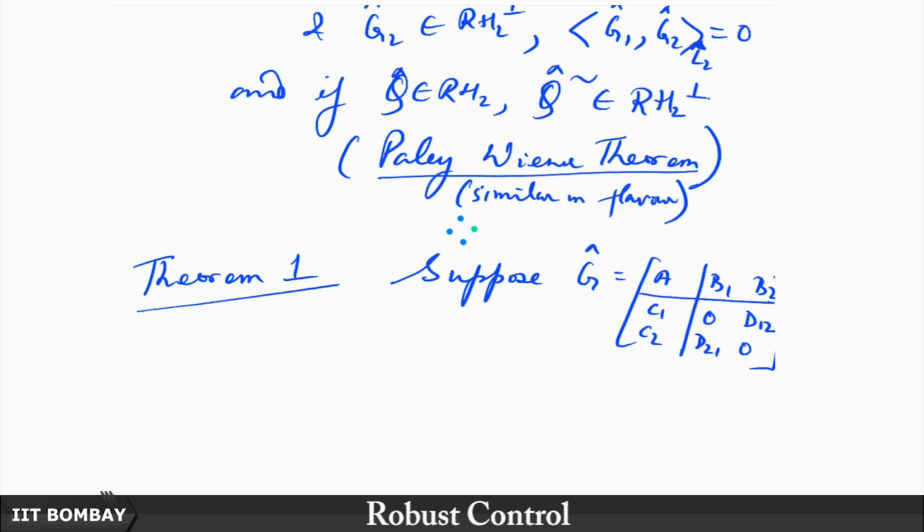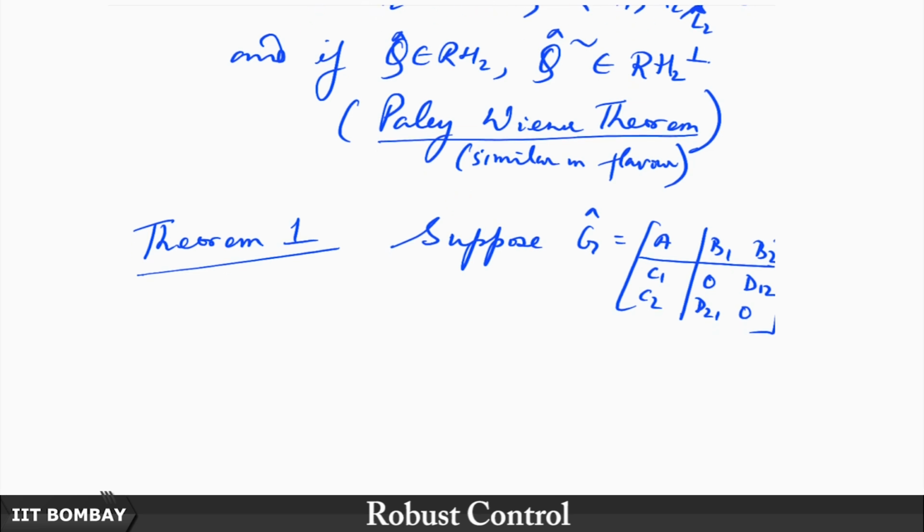So, suppose this is our plant that we wish to internally stabilize and also at the same time get an optimal controller for this, in an H2 sense.